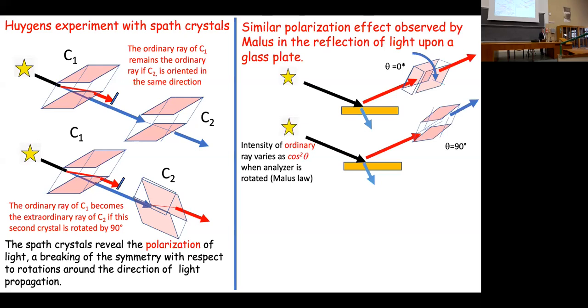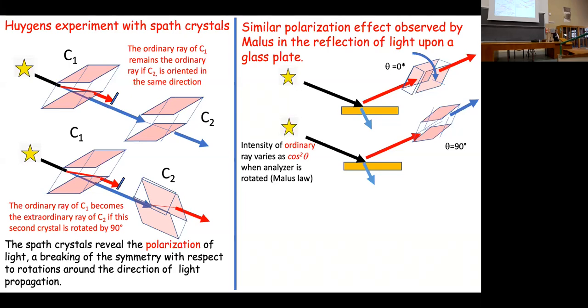What Malus did is to perform exactly the same experiment, but instead of producing the light by a first crystal, he produced this light by reflection on a piece of glass or on a mirror. And what he observed is that the light reflected has the same property. The light which has been reflected, which goes through the analyzing spar crystal, is going either along the ordinary ray or along the extraordinary ray, depending upon the angle of rotation of this analyzer.